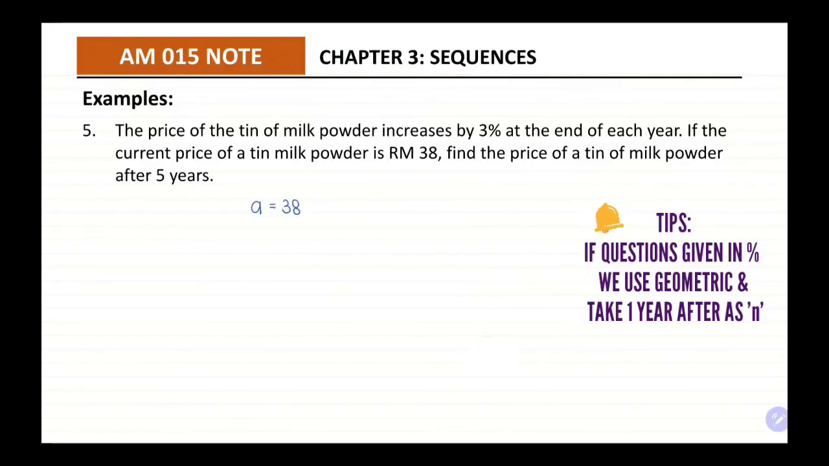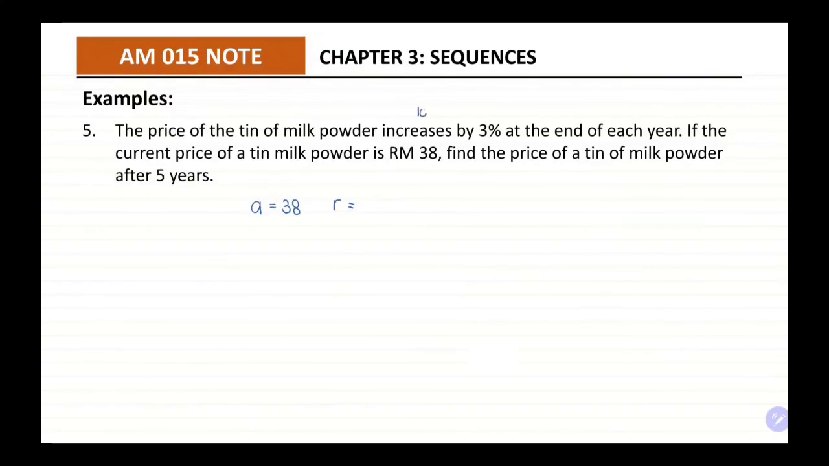And to find r, we use the percent given by this question. The question says increases by 3%, which means we take 100% plus 3%. So our r is 1.03. Okay, and the question asks to find the price of a tin of milk powder after 5 years, which means we want to find the nth term, Tn. So we use the formula Tn equals a r power of n minus 1.